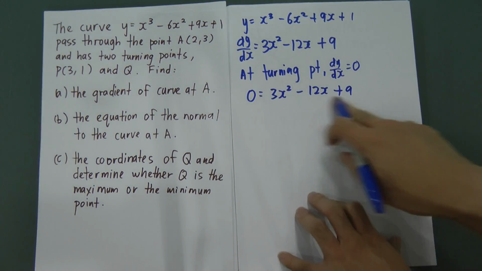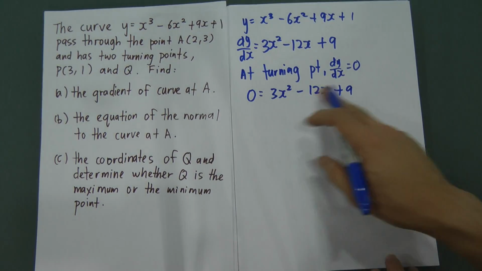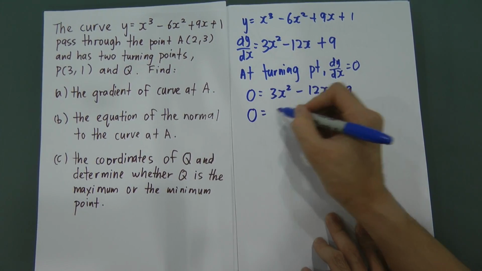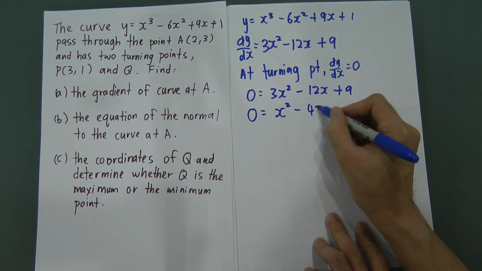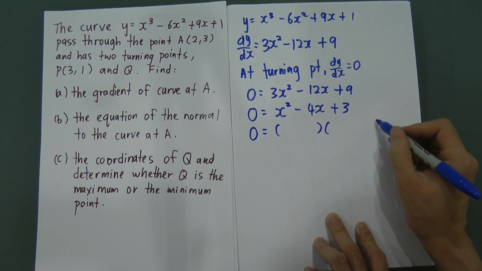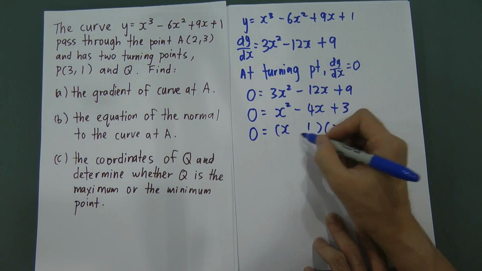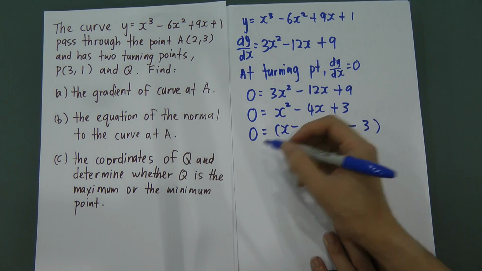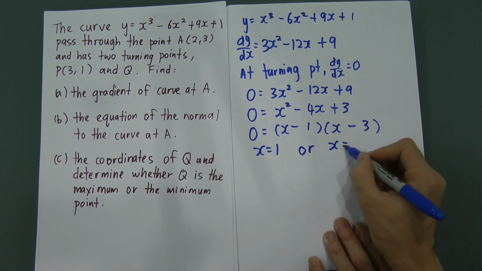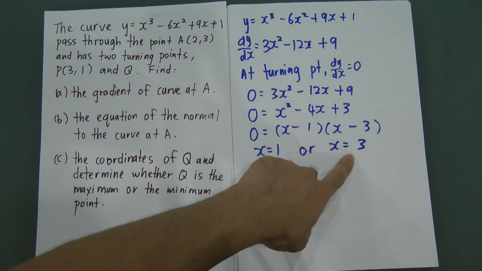This one I have to factorize, because when we factorize, we can get two values for x. Before I factorize, I simplify to the minimum values, so I divide everything by 3. So 0 equals x squared minus 4x plus 3. After that I factorize: x times x, and 3, 1, negative, negative. Therefore we get two values for x: x equals 1 or x equals 3. Now these are x values. One is for P, one is for Q.